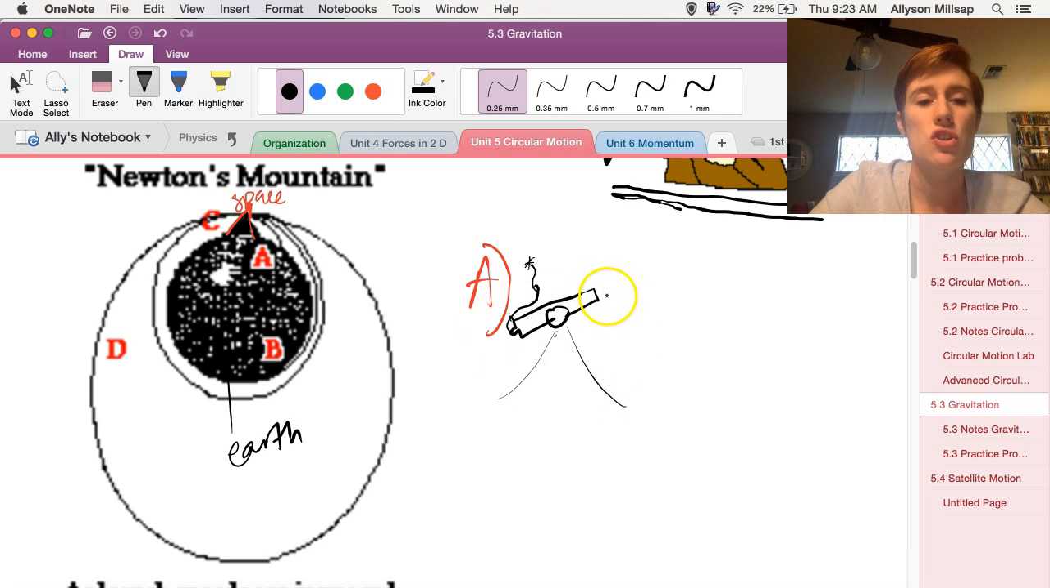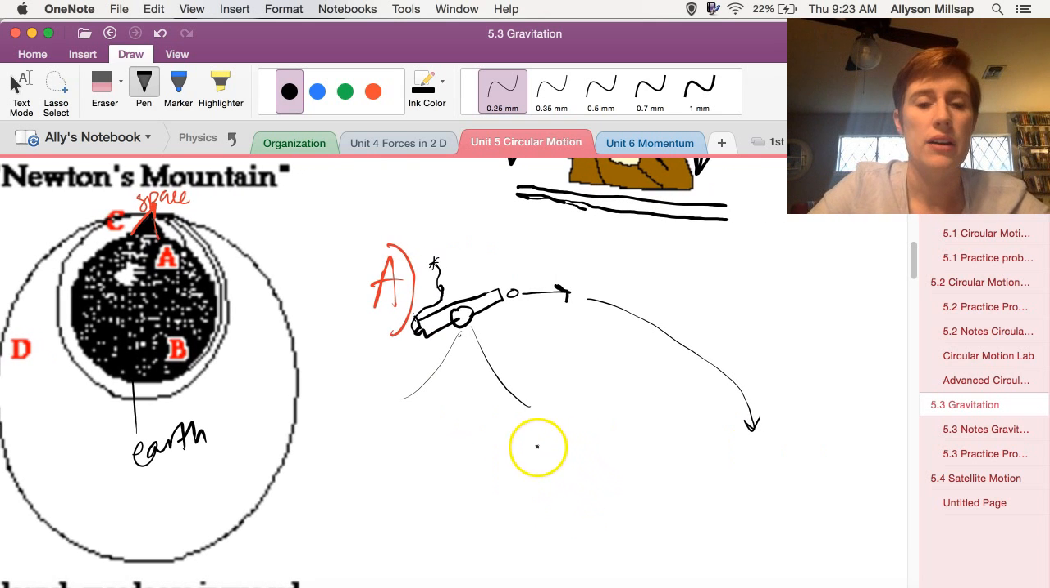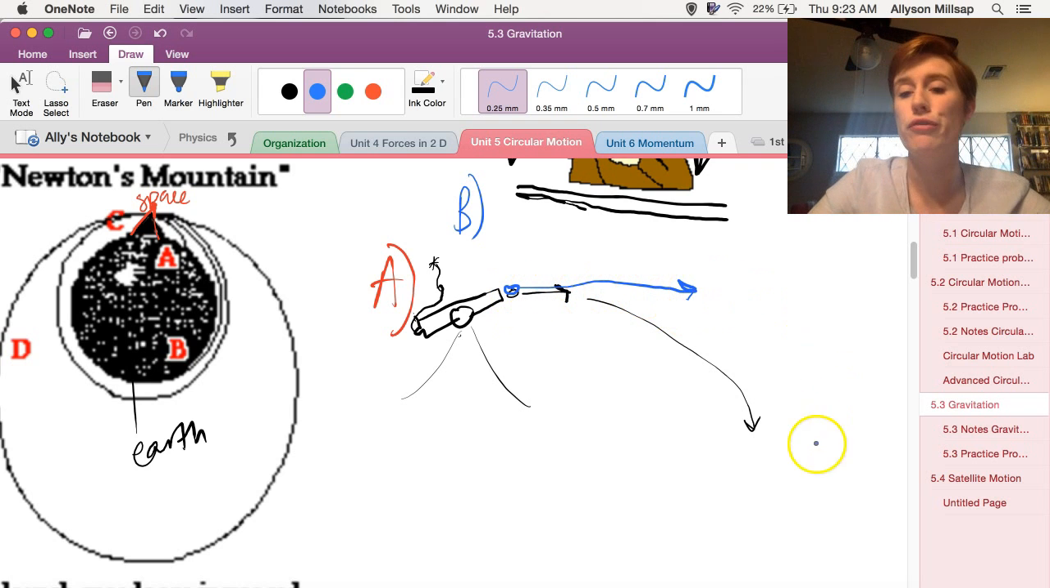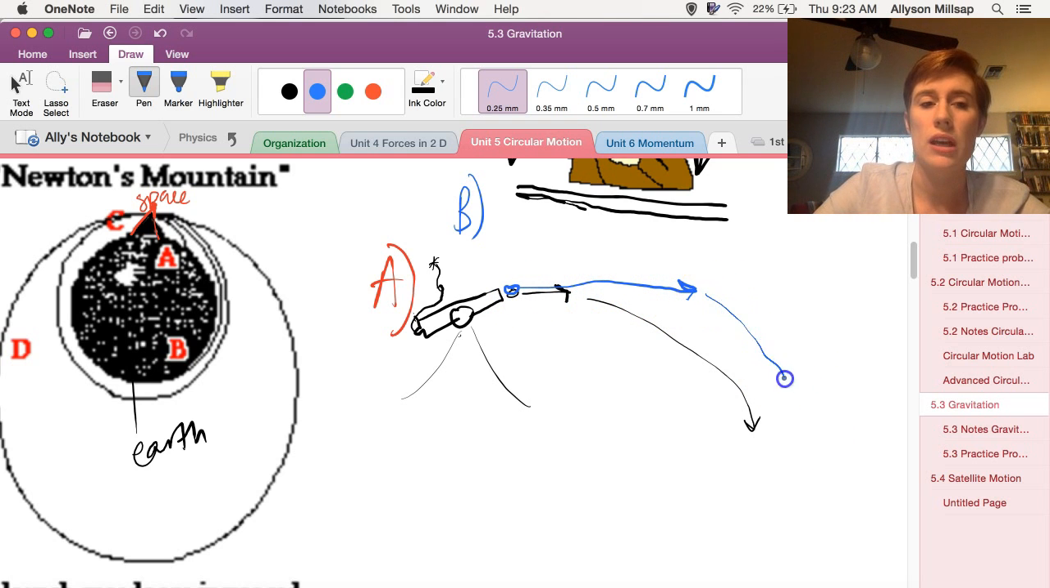And he says if he shoots the cannonball with a relatively low horizontal speed, it's going to fall back on the earth, right? Which we know from projectiles. Now he says, okay, well, what if I shoot it with an even greater velocity? So situation B, here's his cannonball. What if he shoots it with a greater velocity? It just means it's going to go straighter, it's going to go longer before it starts to fall. But eventually, it will fall.